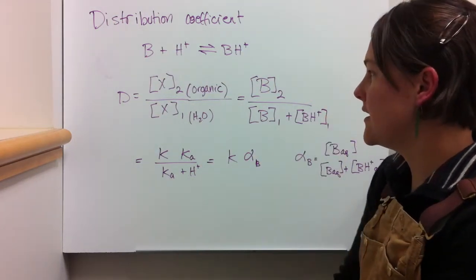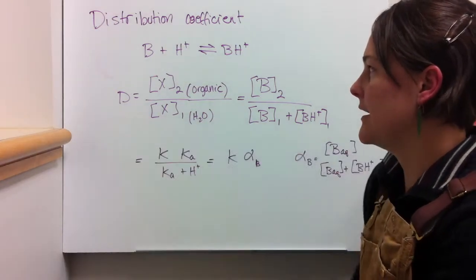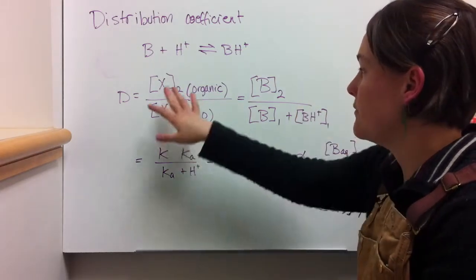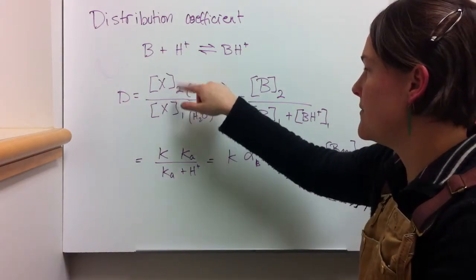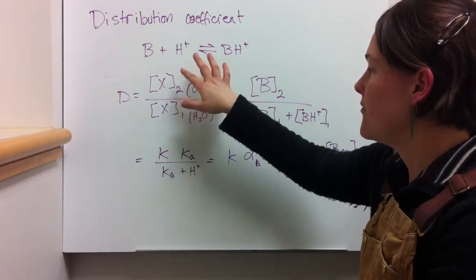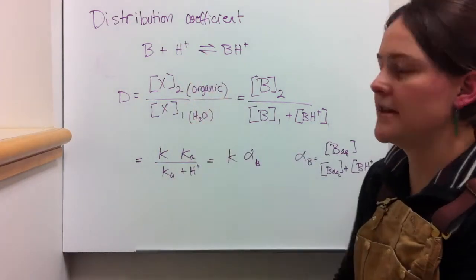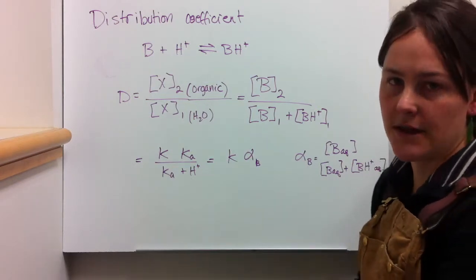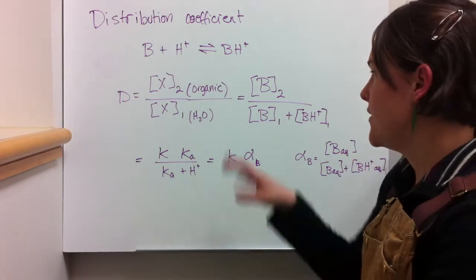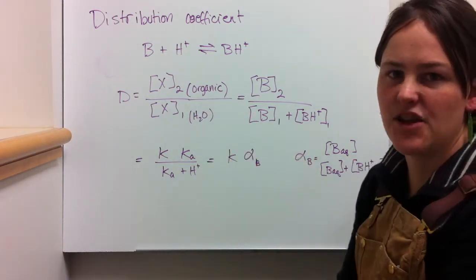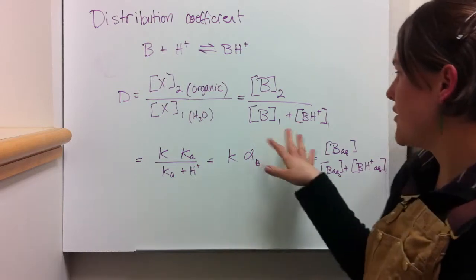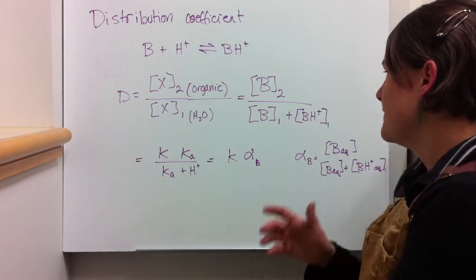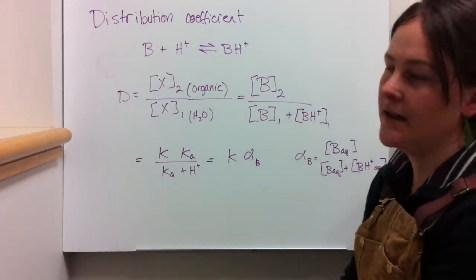So let's talk about the distribution coefficient now, which is essentially the same thing as the partitioning coefficient. We're talking about the amount of X, or in this case B, in the organic phase divided by the amount that's in the aqueous phase. The charged species is always going to go with the aqueous phase, because the organic solvent isn't going to like something that's charged. This charged species can hydrogen bond with the water and stabilize itself and feel much happier in the water than it feels in the organic solvent.